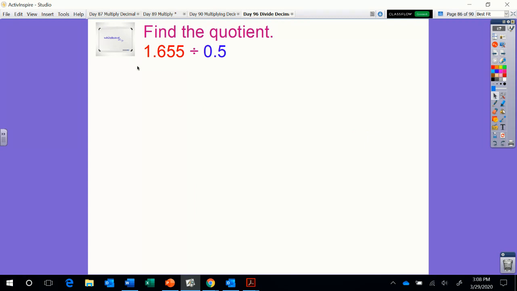All right, so go ahead and try this. Remember, set it up as a fraction. Get rid of the decimals so your divisor is a whole number, and then do your division bracket. Make sure you don't leave a remainder. Keep your dividend with the same value. If you need to add a decimal and zeros, go ahead and do that. So go ahead and pause the video.